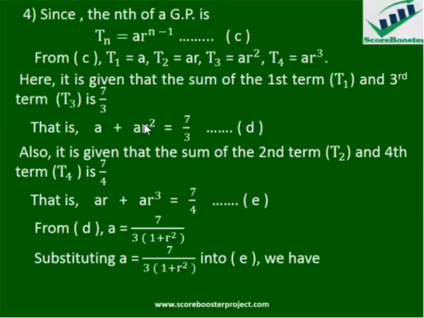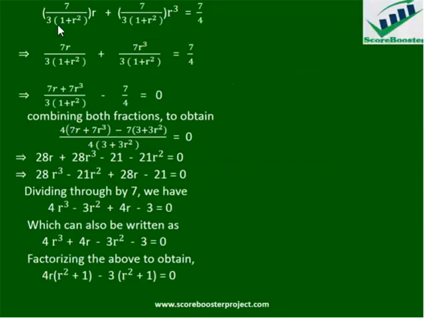So from D, we can factorize a out. We have here a into (1 plus r squared) equals 7/3. So to make a the subject of the formula, we divide both sides by 1 plus r squared, which is the coefficient of a. Therefore, a will now be equal to 7/3 divided by (1 plus r squared). So we now substitute the value of a that we got from D into E. So we have, that one is a r. So a here is 7/3 into (1 plus r squared) multiplied by r, plus 7/3 into (1 plus r squared) multiplied by r cubed equals 7/4.